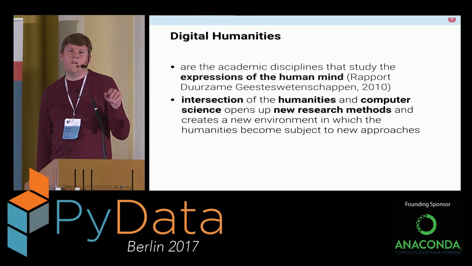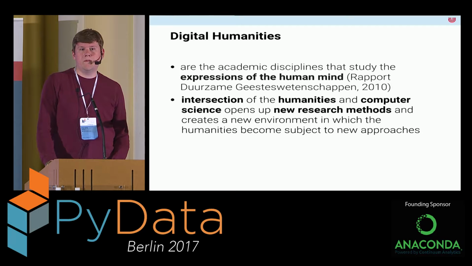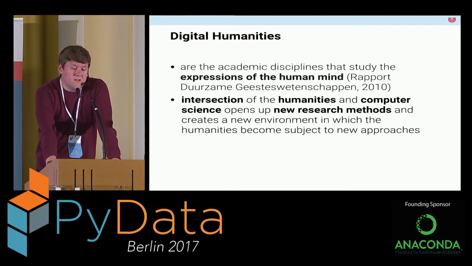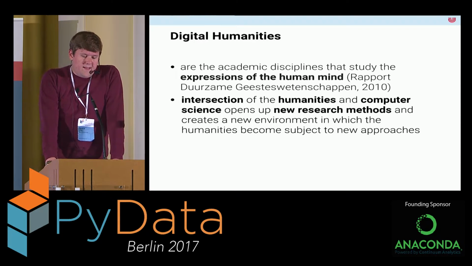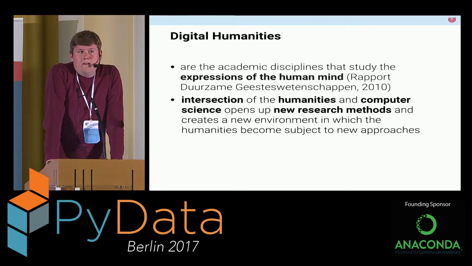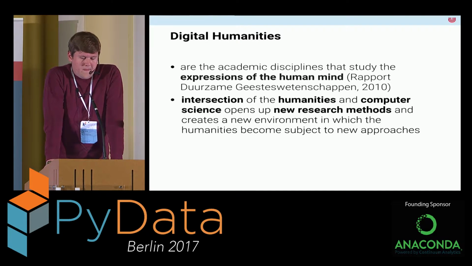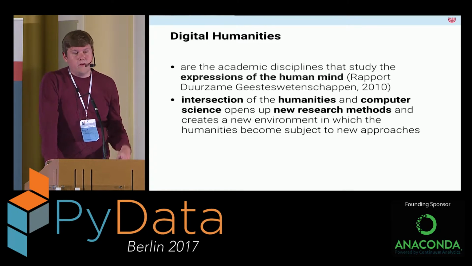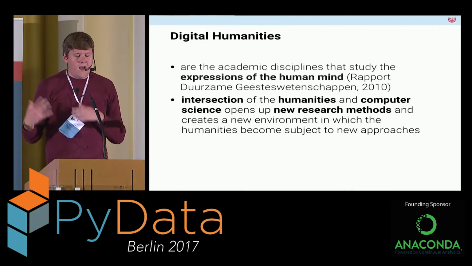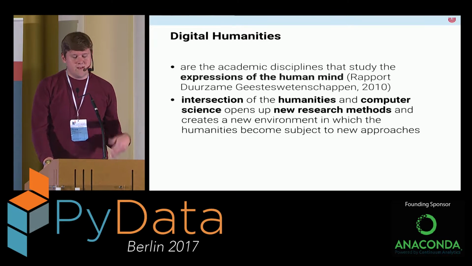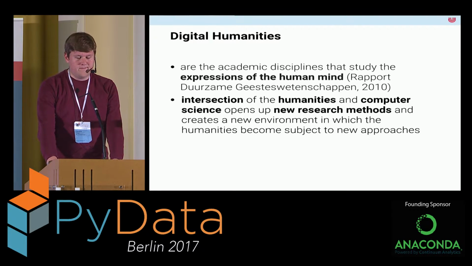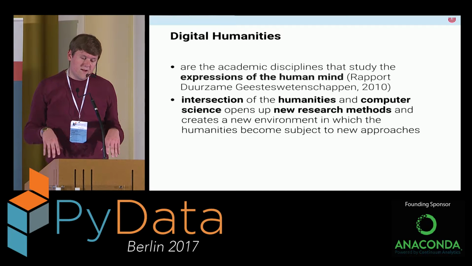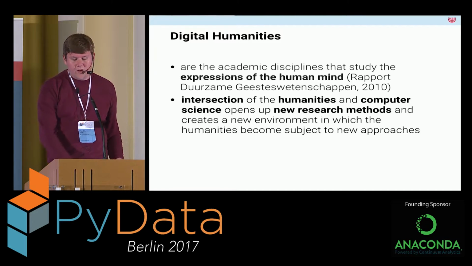So who of you actually had heard the term digital humanities before? Actually, I'm surprised. The humanities are the academic discipline that studies the expressions of the human mind. We call it Geisteswissenschaften in German. And digital humanities is then meant as the intersection of the humanities as we know them and computer science, because this opens up new research methods, and it creates a new environment in which we can try out new things.